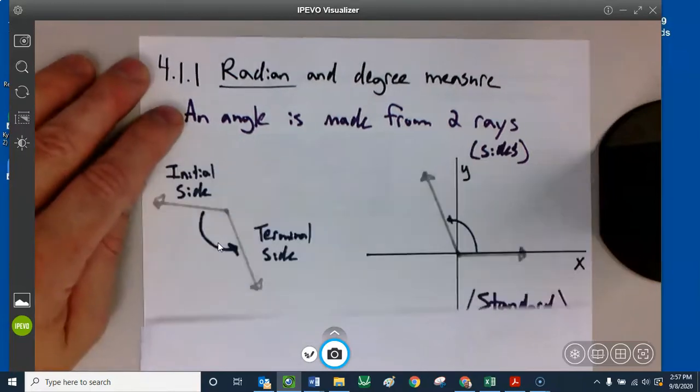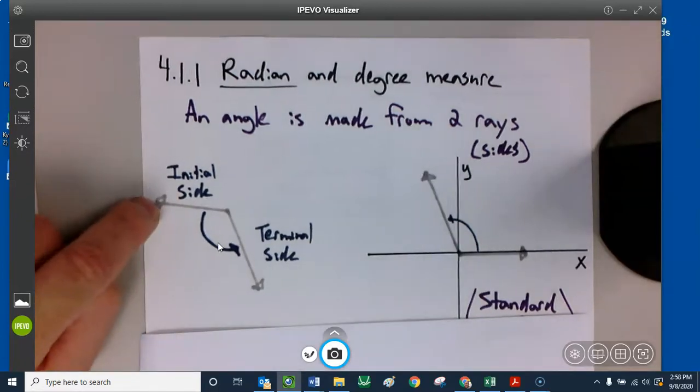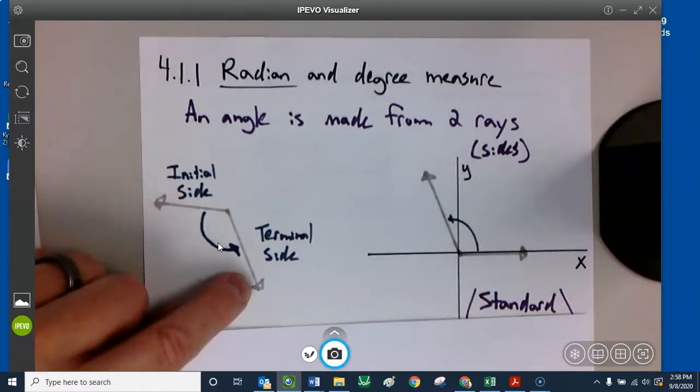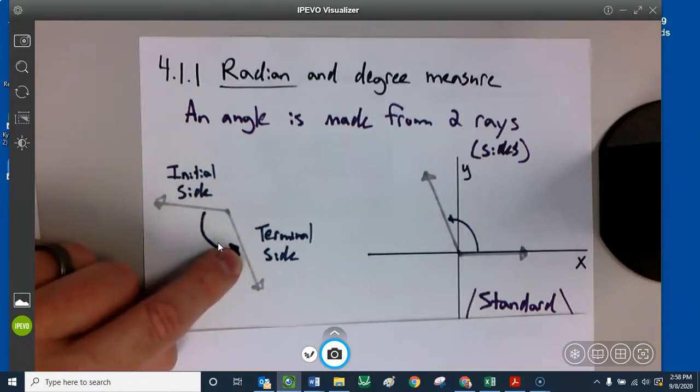So for us, we have an initial side where we start from, and we have what's called the terminal side where we end. Initial, terminal, right? So we start here, initial side. We rotate that to where it ends. It's the terminal side. That angle, how far we rotated, is how many degrees or how many radians, okay?